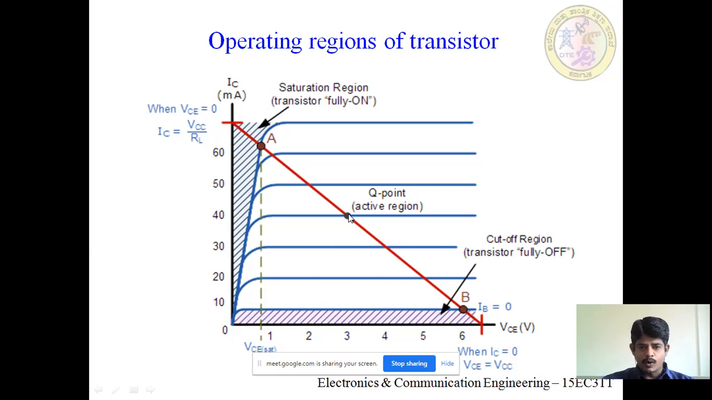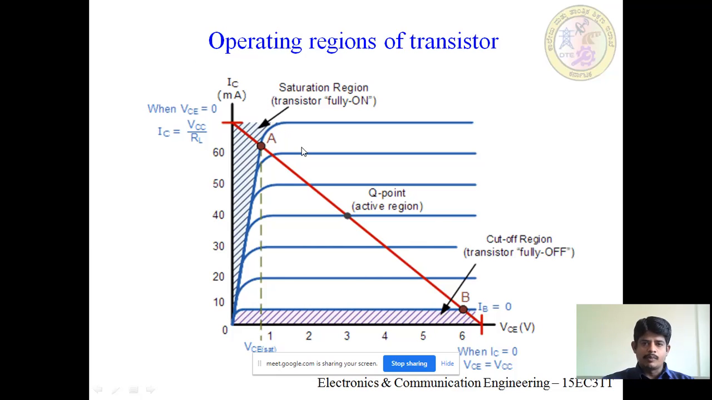Okay, and this point is called the Q point or operating point. Operating point means the operating level of your transistor whenever no input signal is applied. We'll deal with it in the next slide.